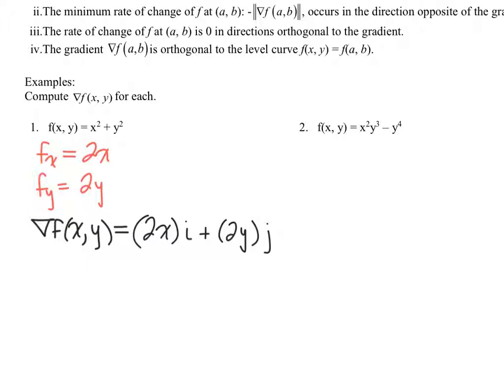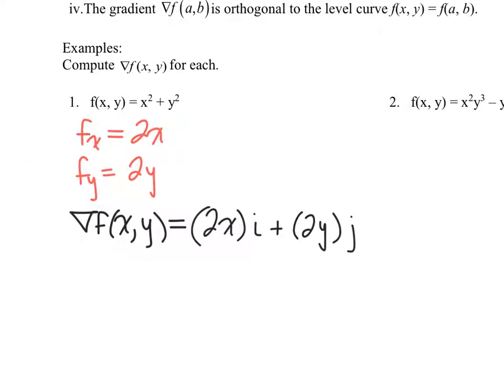So what happens when we take the second gradient? What if we take the gradient of the 2i plus 2j? This is just del. It doesn't have the same meaning. Right now, it's not asking for it, but we could find the magnitude of this.